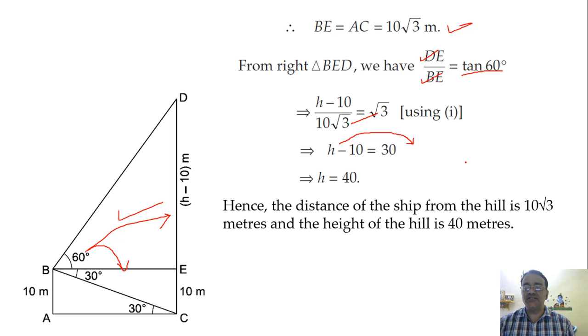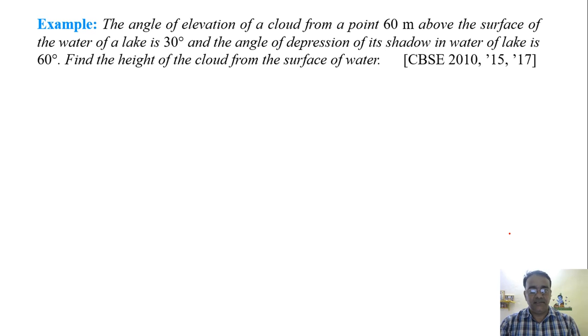So the distance of the ship from the hill is 10√3, or you can write 10 into 1.732, that is 17.32 meter, and the height of the hill is 40 meters. Any doubt in this question? No, sir. Okay, so now we are moving toward the last question of today's revision, the cloud question. This is very important for this year.